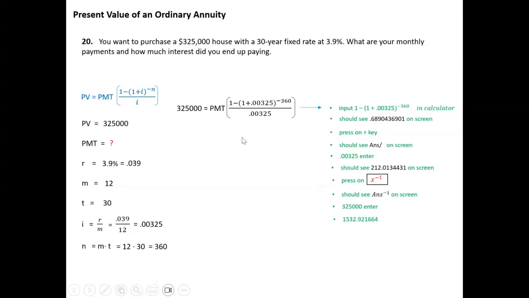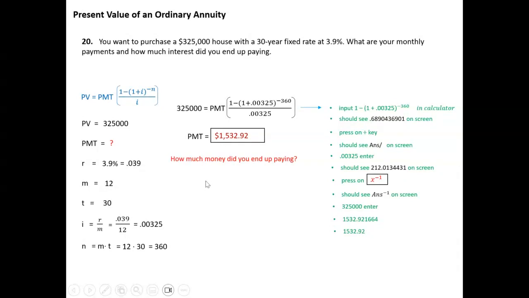The inverse key, guys, is very useful. This way you cannot stop the calculator. It's like a steady flow. It's like whatever I got here, I'm going to multiply by the inverse of both sides, which means it's going to be division over here on the left side. But anyway, the answer will be, these are the payments that you'll be making every month, $1,532.92.